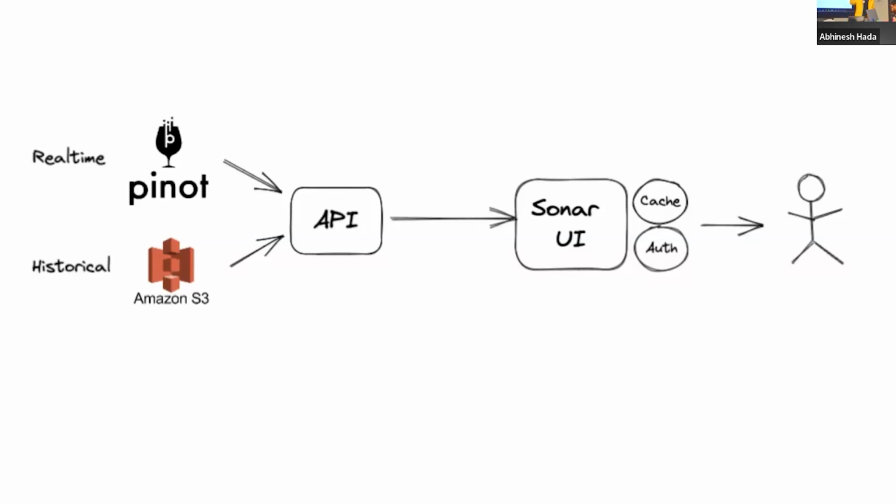The UI is powered by the API, and the API is powered by Pinot for real-time data, and we have S3, which is our cold storage. So the API hits all of these tables and powers the UI, which again has a cache and authentication. So it's a very simple architecture, very effectively powered by Pinot, and it's one of the most adopted platforms that the data team has built. I think you would see it being used everywhere in the organization.